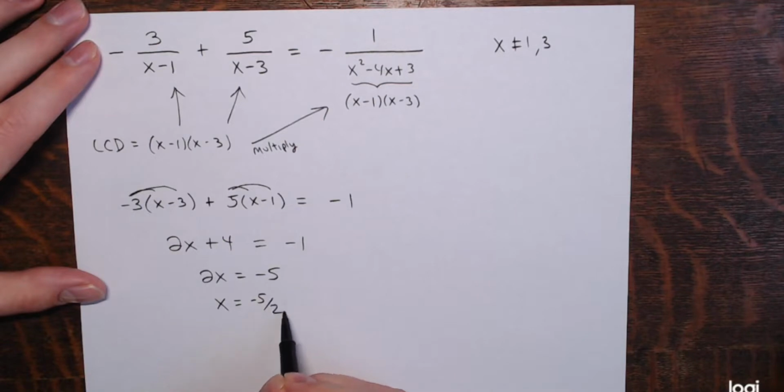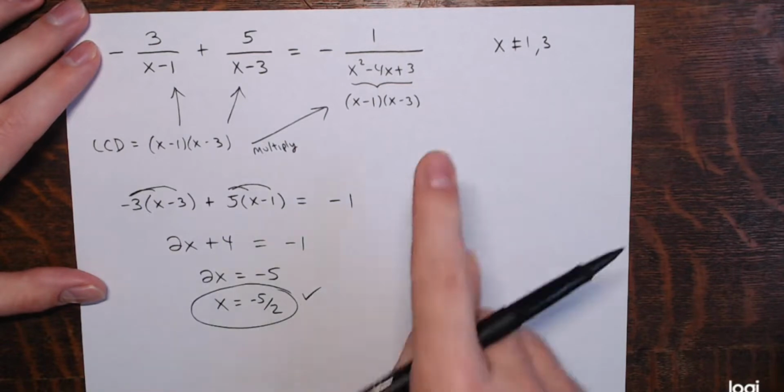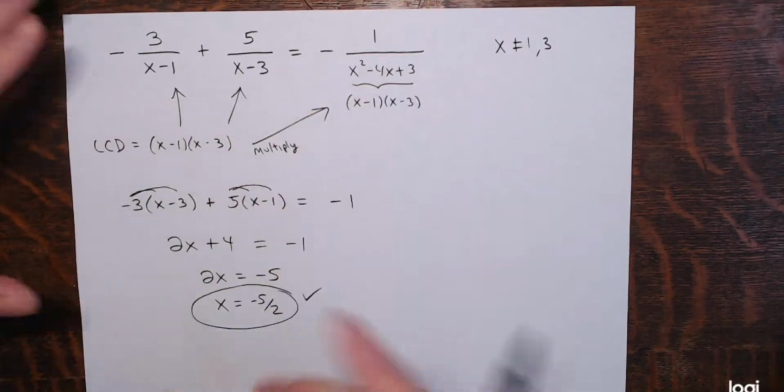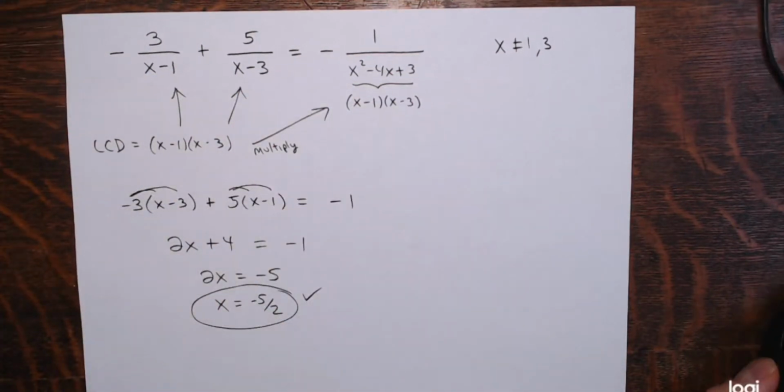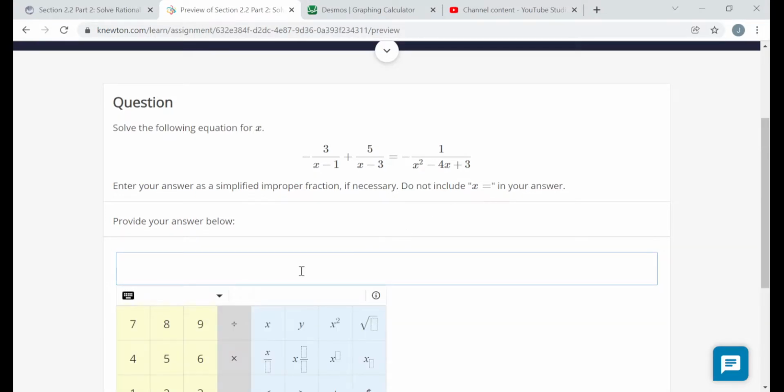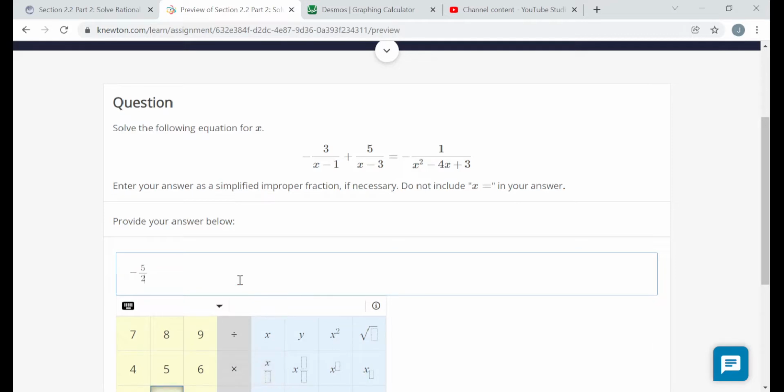And this should work. It's not 1 or 3. So it should work. And again, go back to the original equation if you wish and check that out, but I'll leave that to you. And again, they say don't type in x equals, right? Just type in the number, the solution to this equation, negative 5 halves.